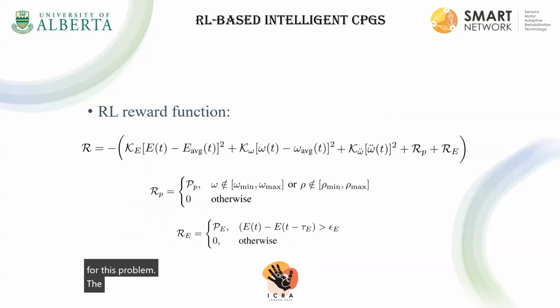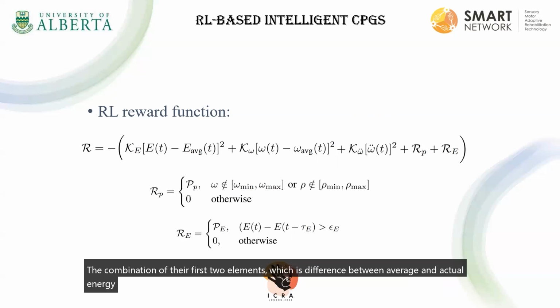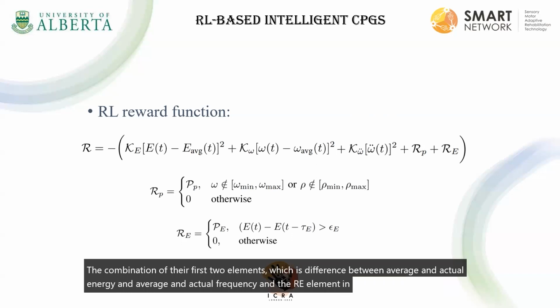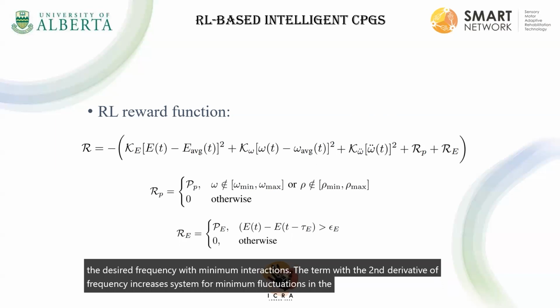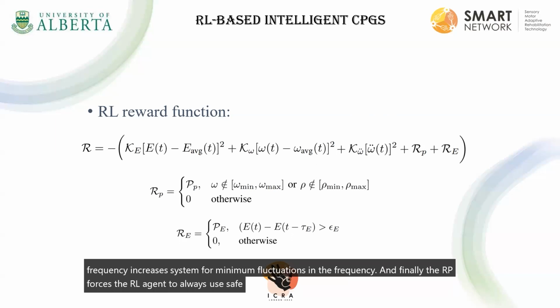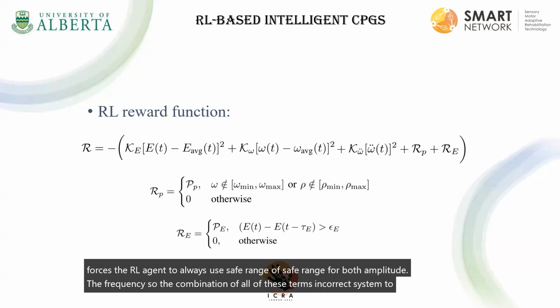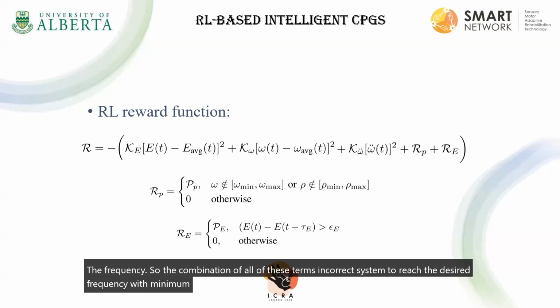The combination of the first two elements, which are the difference between average and actual energy and between average and actual frequency, and the RE element, encourage the system to reach the desired frequency with minimum interactions. The term with the second derivative of frequency encourages the system toward minimum fluctuations in the frequency. And finally, the RP forces the RL agent to always use a safe range for both amplitude and frequency. So the combination of all of these terms encourages the system to reach the desired frequency with minimum times of interaction.